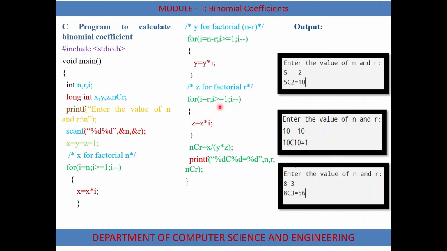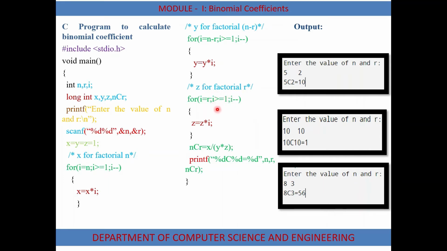Yes. Perform the operation of z. That is z is equal to the value of z, the initial value of z is 1. So 1 into the value of I, which is 2, that we got from here. So 1 into 2 is equal to 2. Now z is equal to 2. Decrement the value of I by 1. That is I is equal to 2 minus 1 is equal to 1.